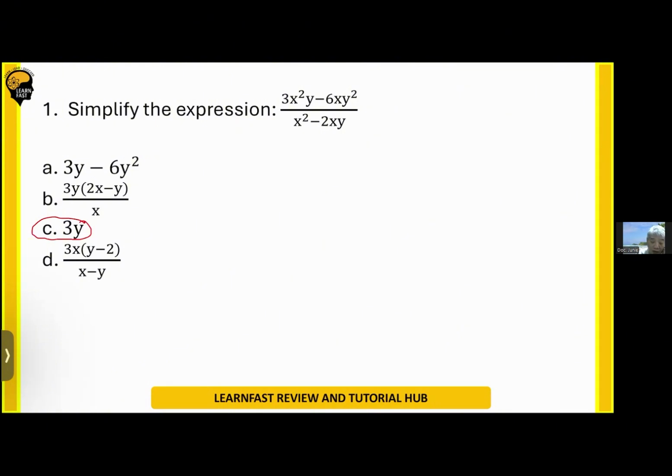So let me recall some background about an expression. In 3y, 3 is the so-called numerical coefficient, and y is considered as the literal coefficient. So I am considering C as the answer to this problem. Let me show you the deductive reasoning of answering this.